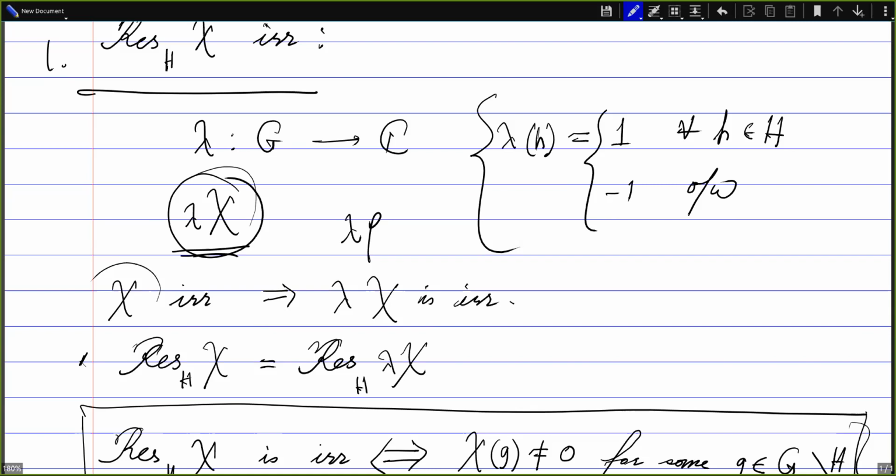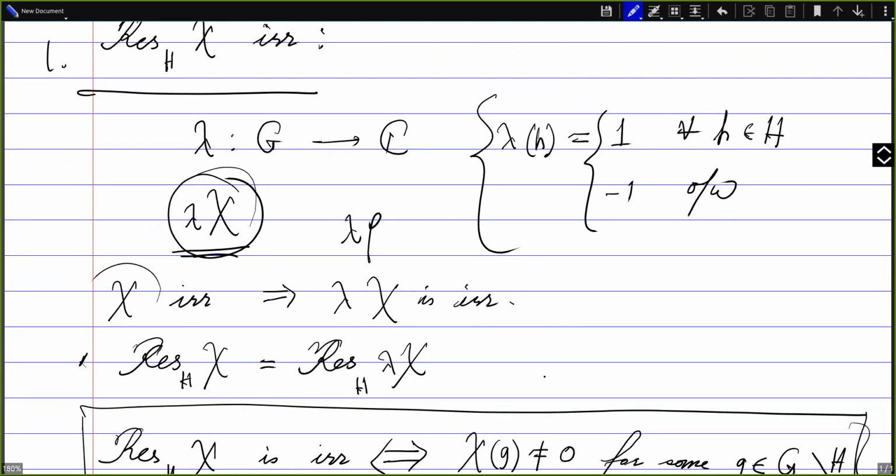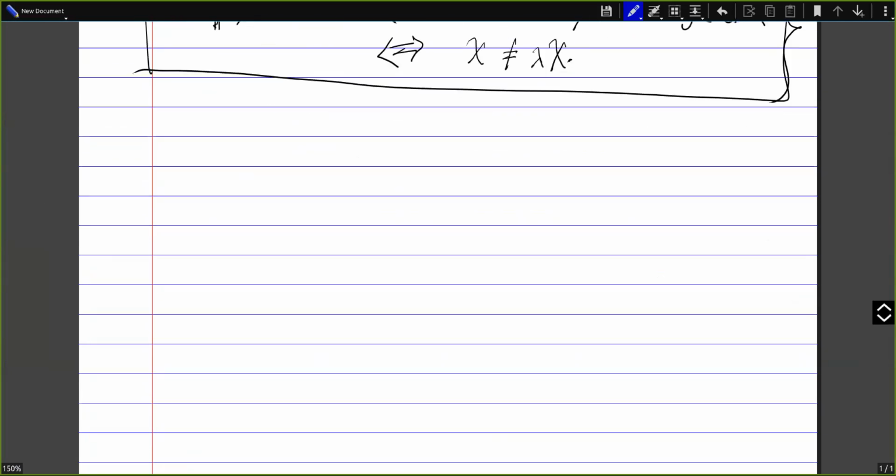Whether there is any other or not, we will see. Why this question is very important, whether there is any other character whose restriction to H coincides with the restriction of chi, we will see shortly when we come to the character table of H from the character table of G. Okay, first let's see that.